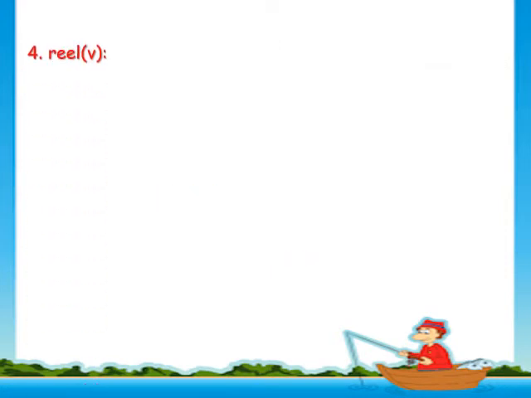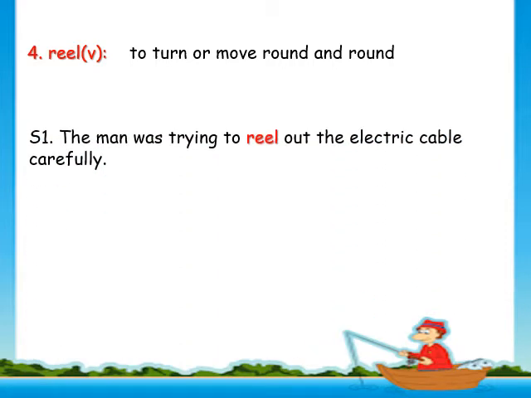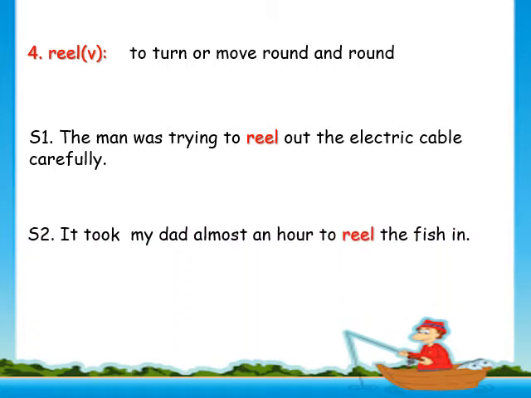Number 4, reel. Reel is an action verb. What does it mean? To turn or move round and round. Sentence 1. The man was trying to reel out the electric cable carefully. Sentence 2. It took my dad almost an hour to reel the fish in.